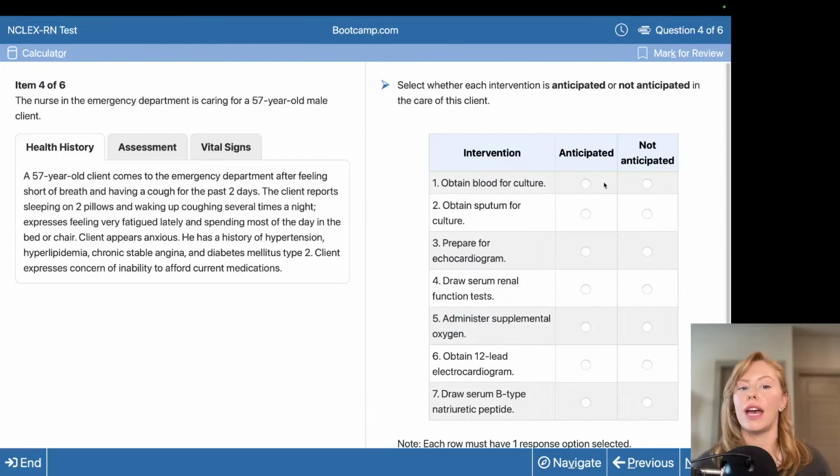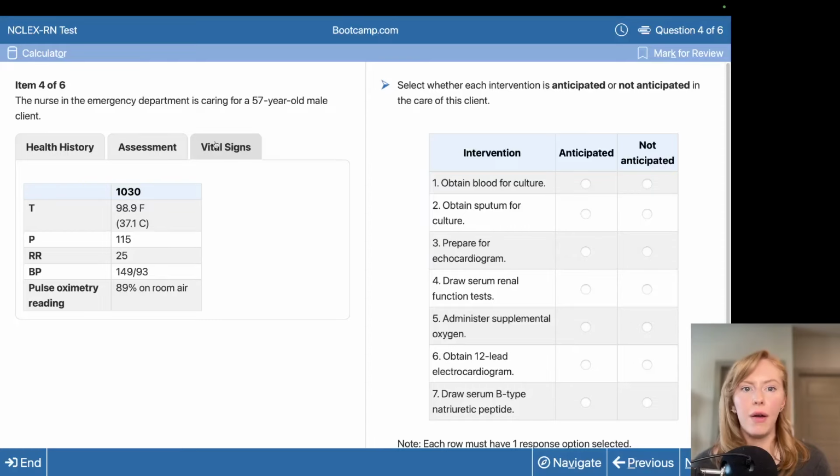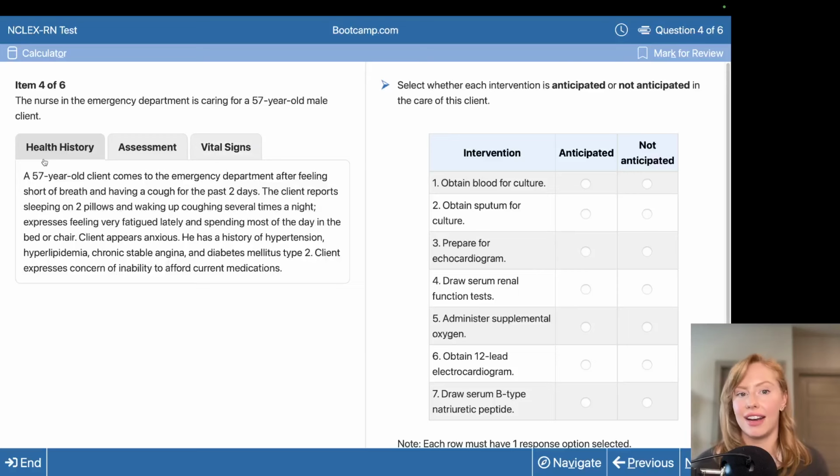Do we need to get blood for a blood culture? Is there any reason that we want to get a blood culture for this guy? So that would be indicated for someone who we do think has an infection, right? If they have the fever, if they have the purulent sputum, same thing, sputum for culture. We don't even know that his cough is productive. That is not anticipated, so I'm not going to select these.